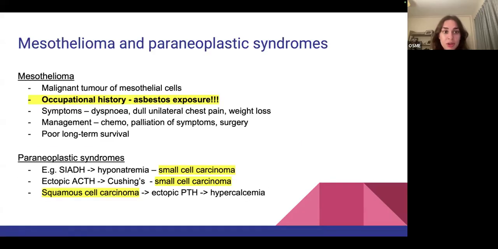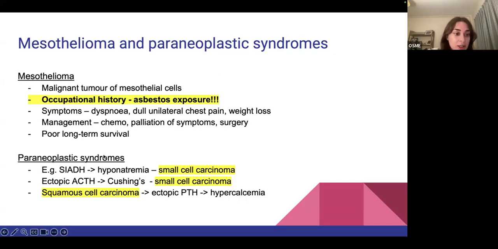So mesothelioma is the main thing that you need to think about. If they say something that indicates that there's a tumor growing on top of the lungs and they're an old ex-builder, think asbestos exposure has probably occurred. They will present very similarly, with shortness of breath, but they'll have this dull unilateral chest pain alongside the weight loss. It's managed with chemo and palliatively. It doesn't have a great prognosis.